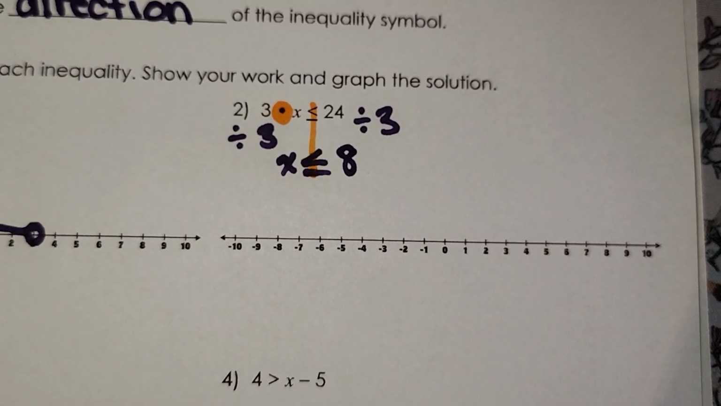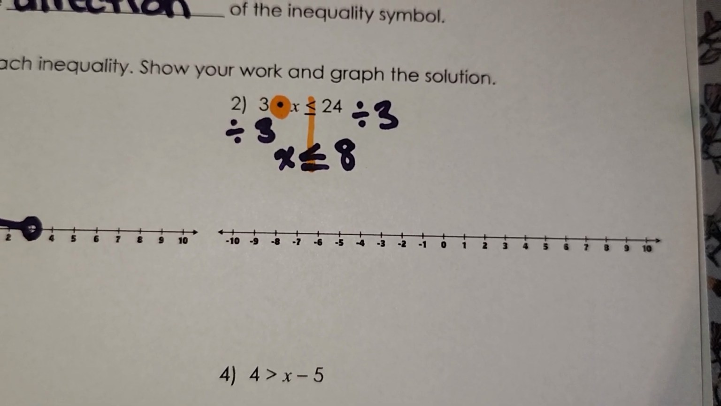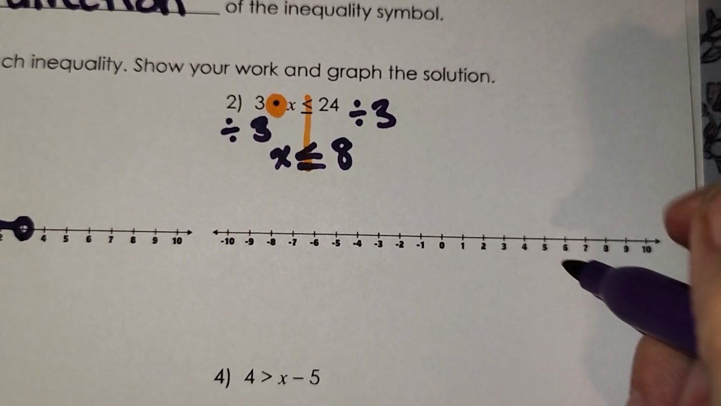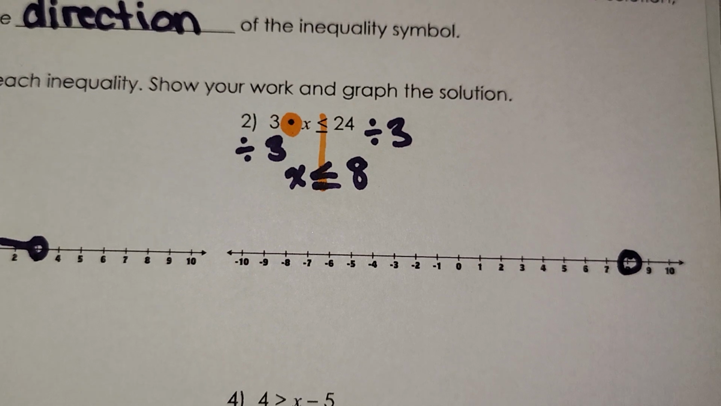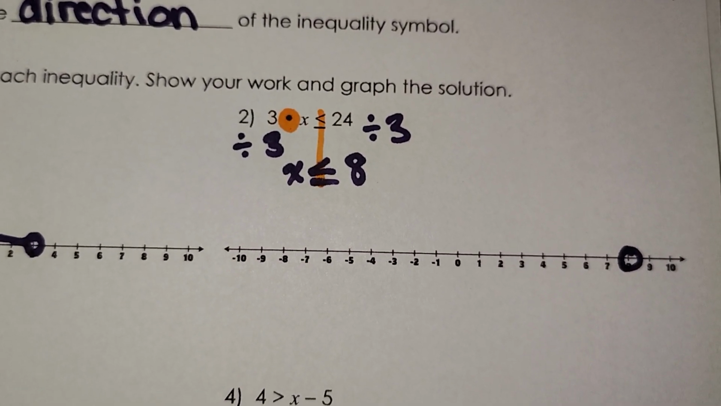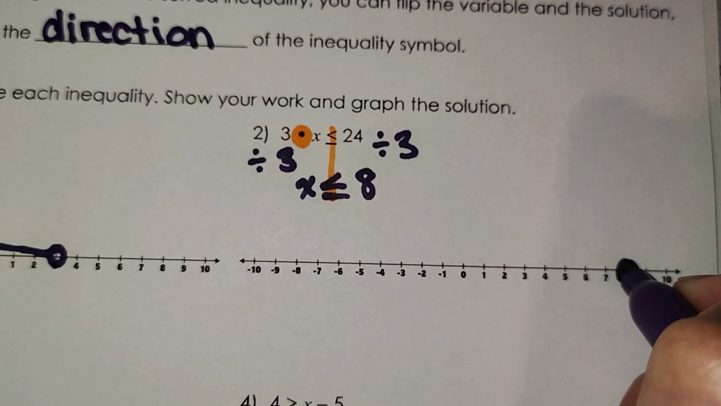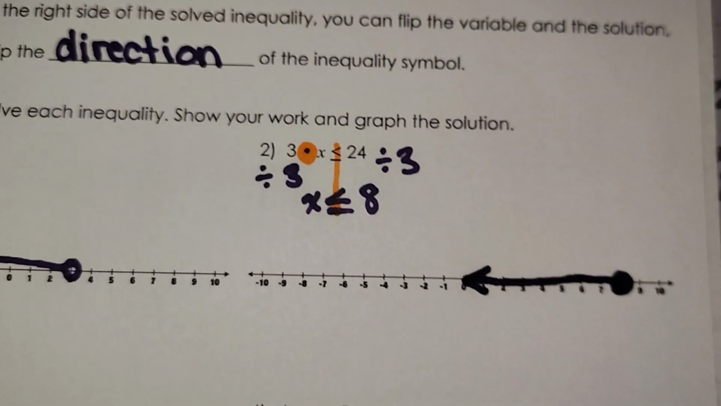Now, we're going to find 8 on our number line. Is it going to be open or closed? Hopefully you guys are following along with me and actually answering my questions. Because if not, I just sound like a Looney Tune who's talking to myself. This makes sense? Yeah?